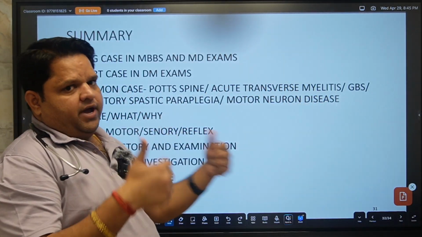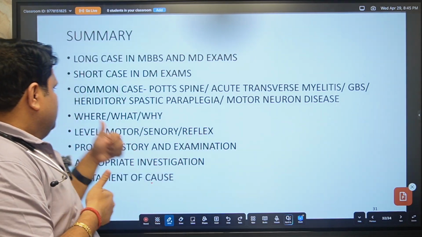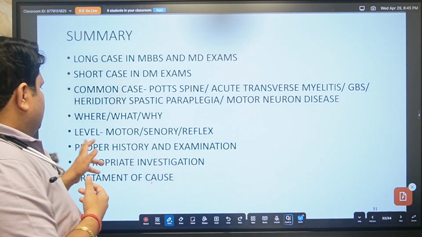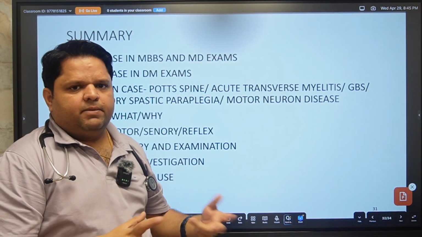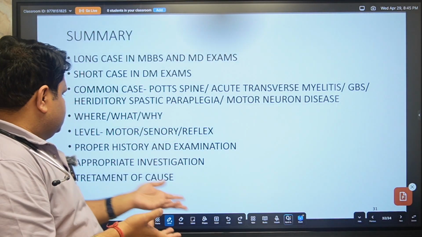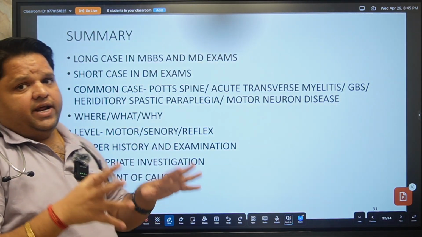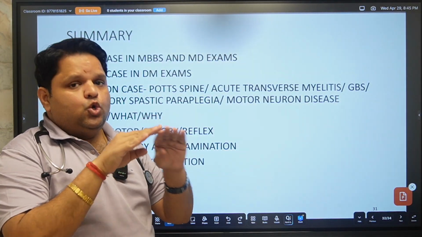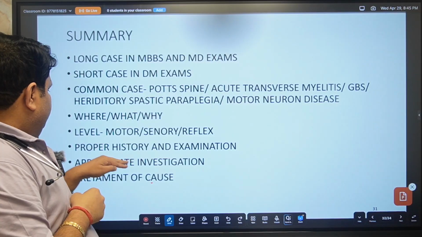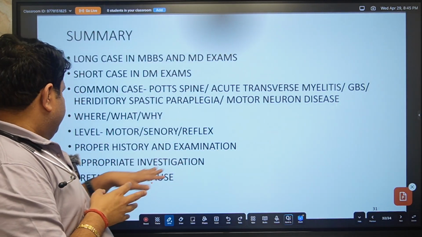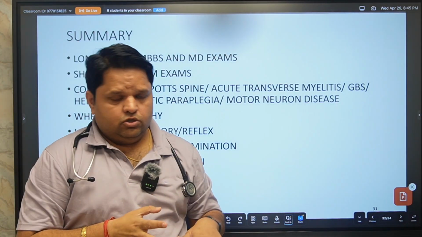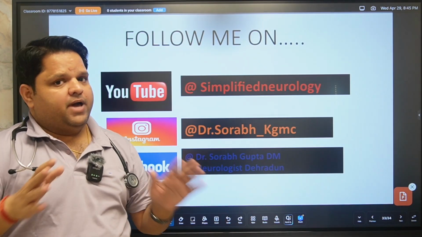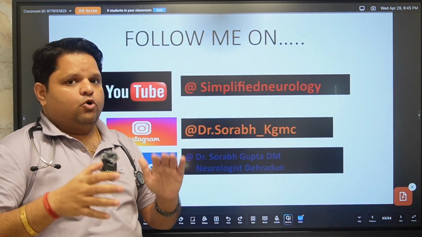Where, what, why? There should be 3 questions in our mind. Where is the lesion, what is the lesion and why this lesion occurs. Level: motor level in paraparesis, sensory level in paraparesis and reflex level in paraparesis. Proper history and examination are always the key for making the clinical diagnosis and localization of the disease. Appropriate investigation, appropriate examination and treatment of the cause. So this is all about how to approach paraparesis.